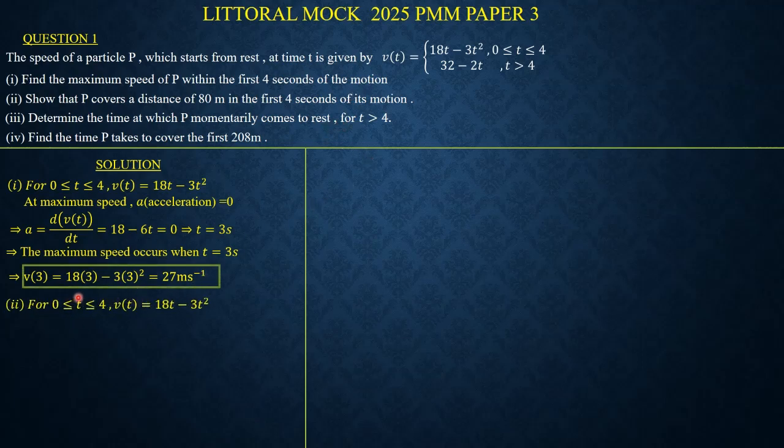So in part two, we are asked to show that P covers a distance of 80 meters in the first 4 seconds. Obviously, since we are still within the first 4 seconds, that is, for t greater than or equal to 0 and less than or equal to 4, the speed is equal to what?